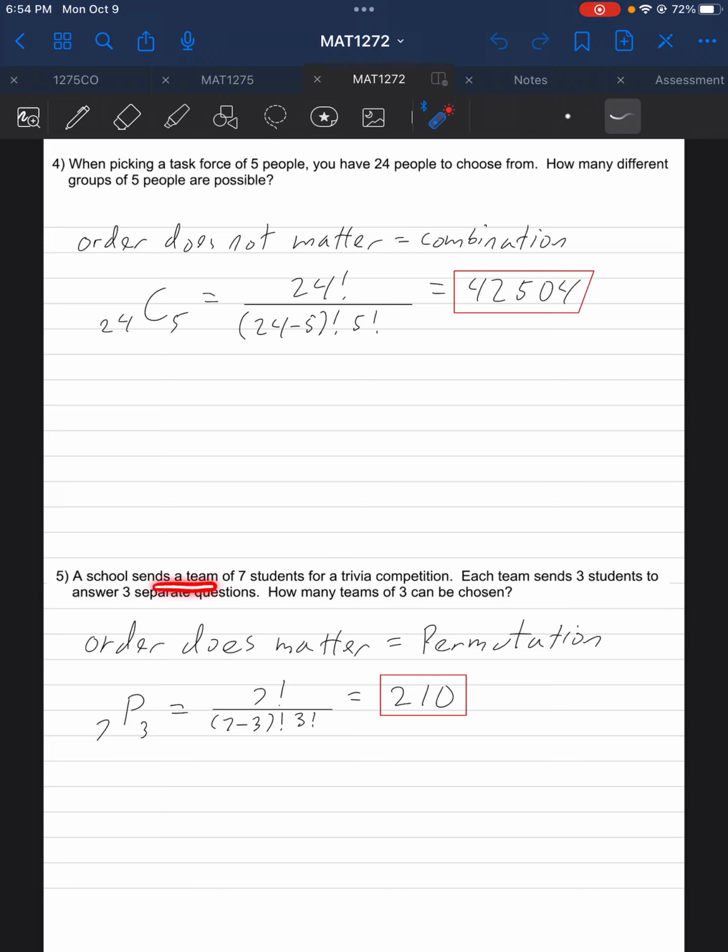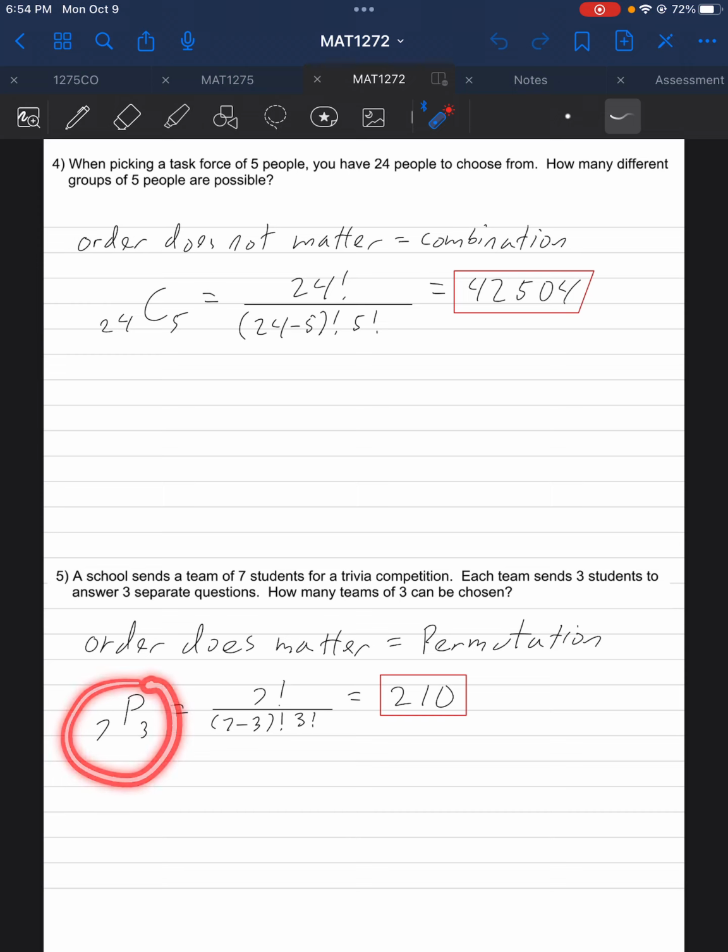So the next one, number 5, says that a school sends a team of 7 students. Each team sends 3 students to answer 3 separate questions. This is where the question is specifying that each choice is different. The first student does a different question than the second, which does a different question than the third. This makes it a permutation.